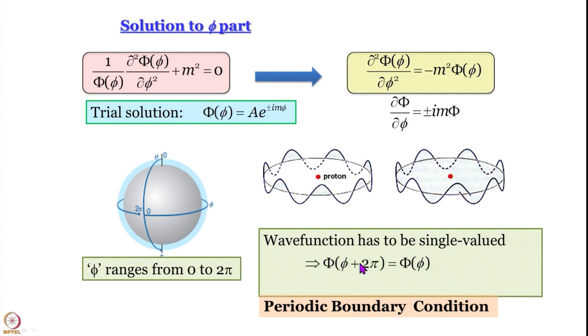Okay? Because you start from phi, go around a full circle, come back to the same point. As we have discussed while talking about Born interpretation, these wave functions have to be single valued in order to conform with the Born interpretation. So, that is what gives rise to this periodic boundary condition.